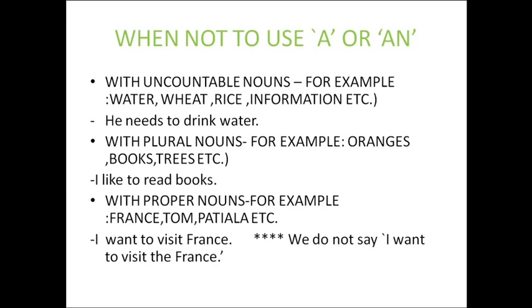Also, we should not use a or an with plural nouns. For example, oranges, books, trees, etc. So we say, I like to read books and not I like to read a books. Also, with proper nouns, we cannot use a or an. For example, France, Tom, Patiala, etc. For example, I want to visit France. We do not say I want to visit the France. This means that we cannot use a or an with uncountable nouns, with plural nouns, and with proper nouns.